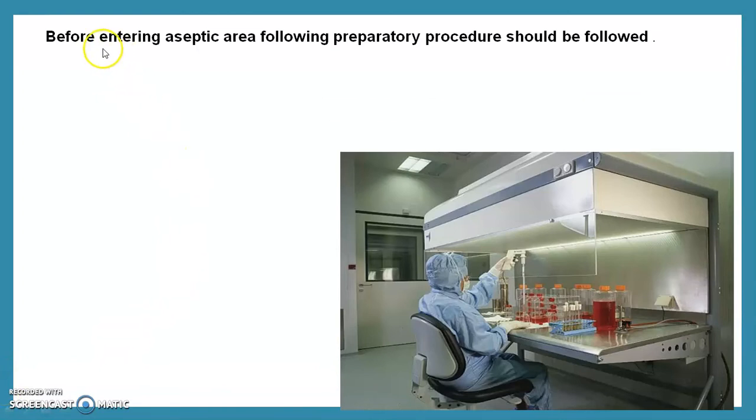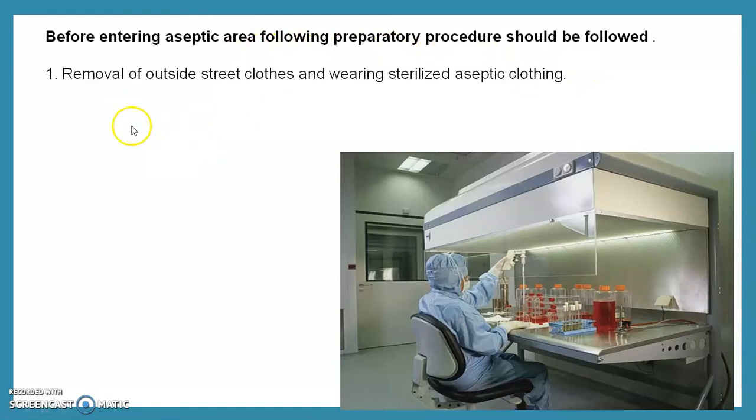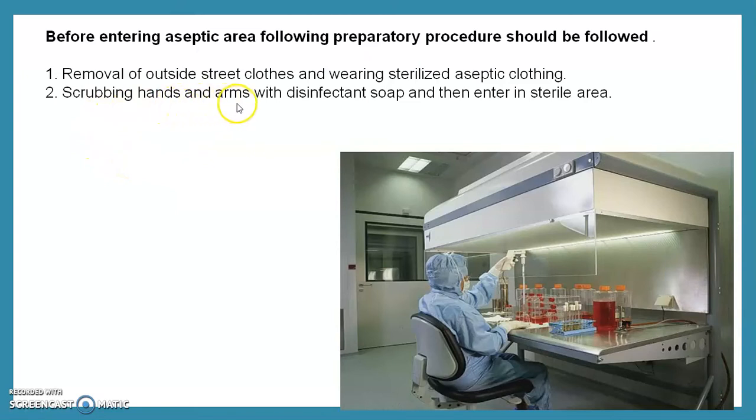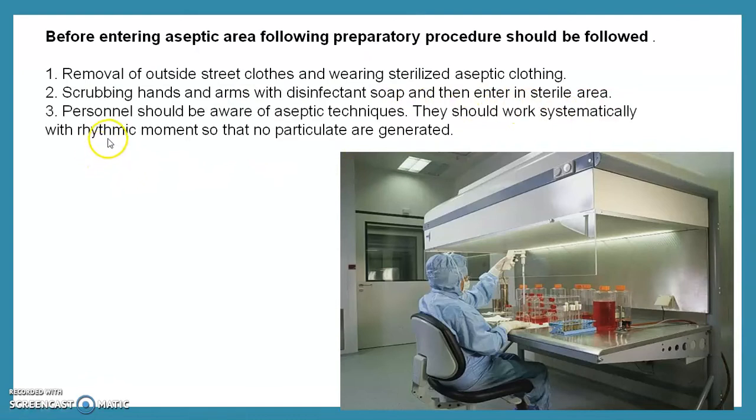Before entering into the aseptic area, the following preparations and procedures should be followed. Removal of outside street clothes and wearing sterilized aseptic clothing. Scrubbing the hands and arms with disinfectant soap and then entering the sterile area. Personnel should be aware of aseptic techniques. They should work systematically with rhythmic movement so that no particulates are generated. These are the precautions that should be followed while entering the aseptic area.